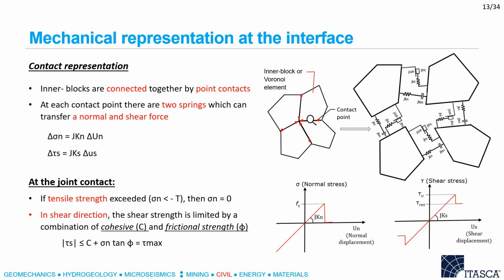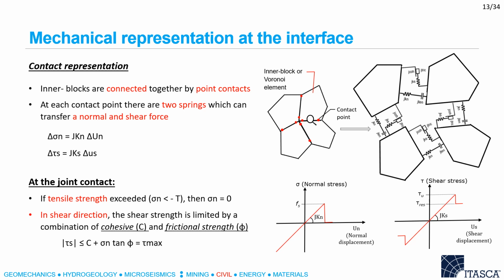At each contact, there are two springs which can transfer a normal and shear force. At the contact, if the tensile strength defined by the user is exceeded by the normal stress, then the normal stress becomes zero. Similarly, in the shear direction, slippage between blocks occurs when the tangential or shear stress at the contact exceeds a critical value, Tmax, defined by C plus normal stress times tan phi, where phi is the angle of friction and C the cohesive strength. After the slip takes place, the shear stress is reduced according to the Mohr-Coulomb criterion, but using residual values for cohesion and friction.